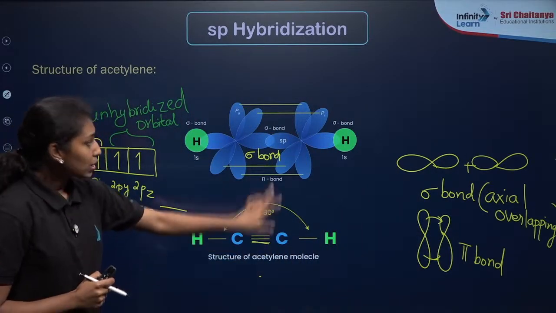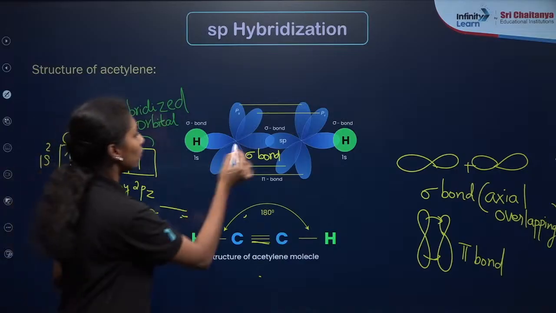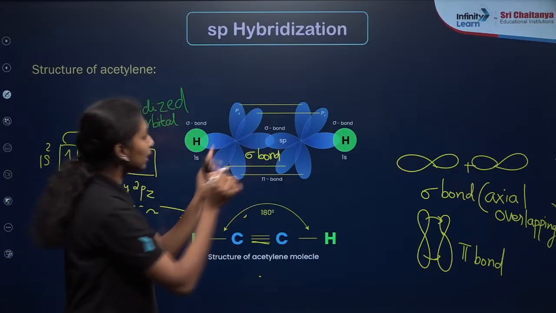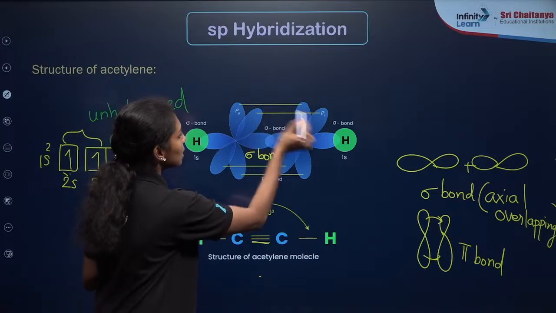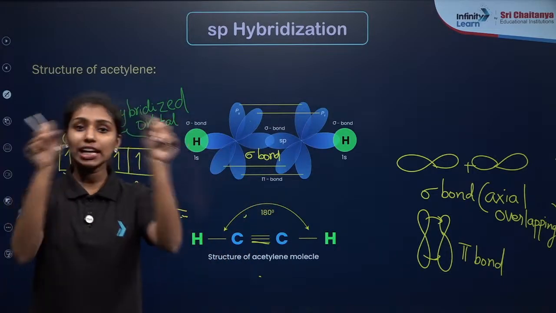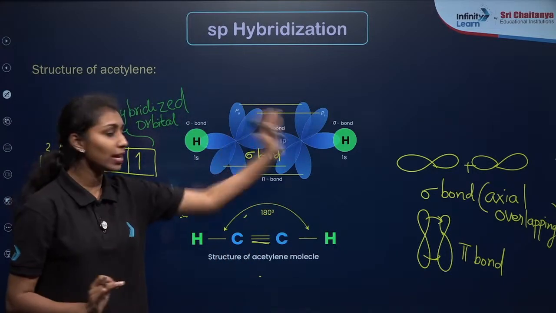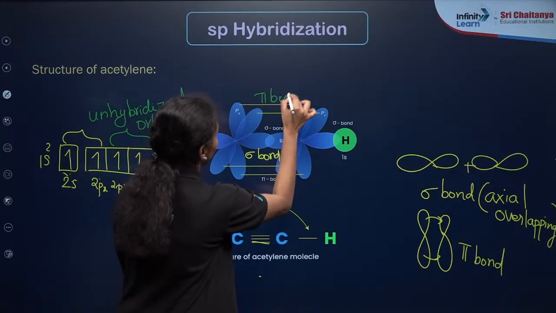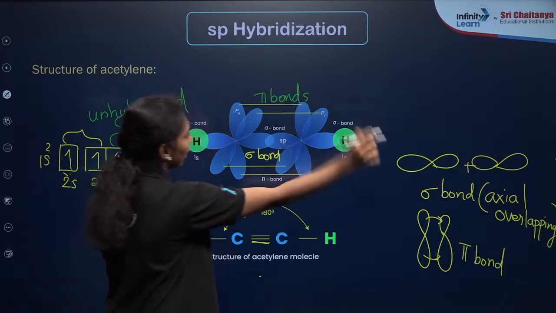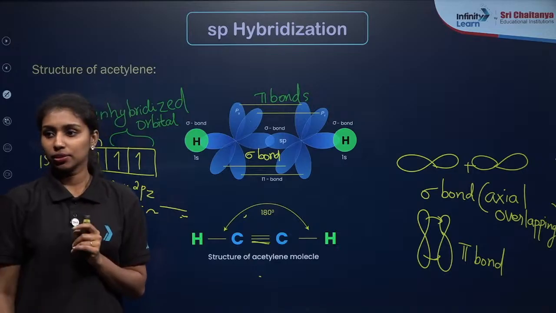Whenever we have two carbon atoms, one of the sp orbitals forms a sigma bond here and the remaining two p orbitals overlap here. This is the py orbital and this is the pz orbital. They form sidewise overlapping, so these two form the pi bonds. Okay, I hope you are getting my point.